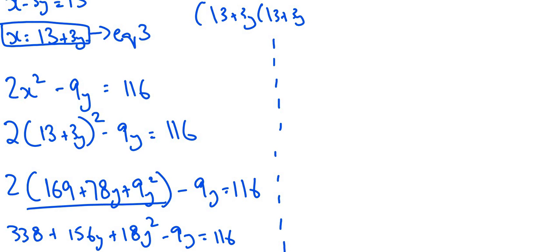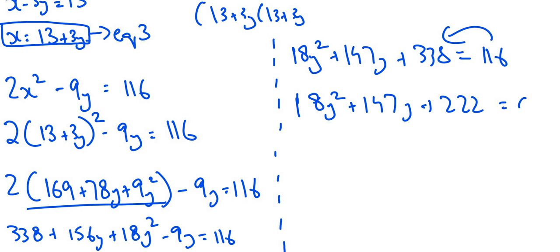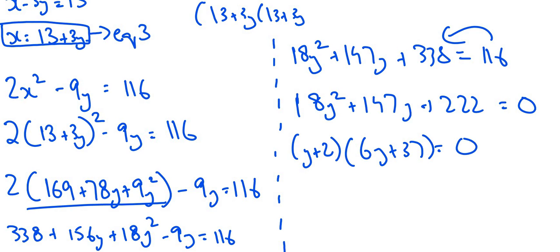Once we solve this, it will become 18y square plus 147y plus 338 is equal to 116. We will shift 116 over there and subtract it, so this becomes 18y square plus 147y plus 222 is equal to 0. Now let's solve it further. So this will become (y plus 2) multiplied by (6y plus 37). I just did breaking of the middle term.